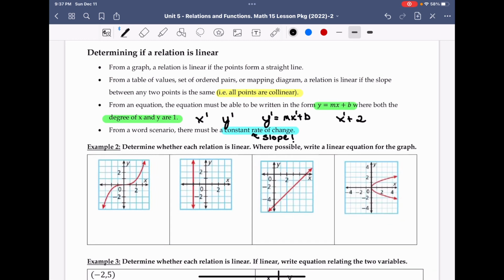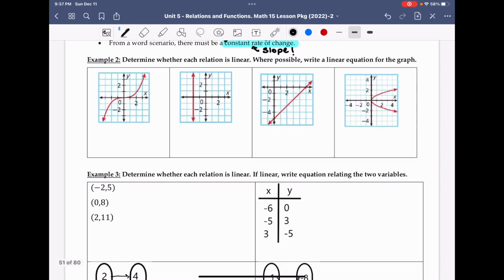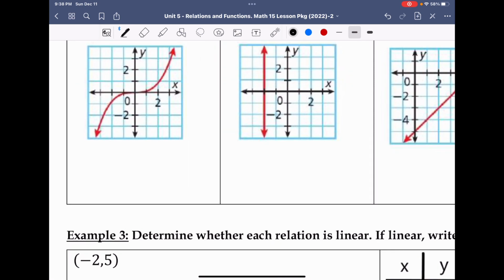All right, let's go through a couple examples. Determine whether each relation is linear, and where possible, write a linear equation for the graph. Well, right away on surface value, this one forms an S shape, and any S-shaped graph like that clearly isn't linear, so we say nonlinear.